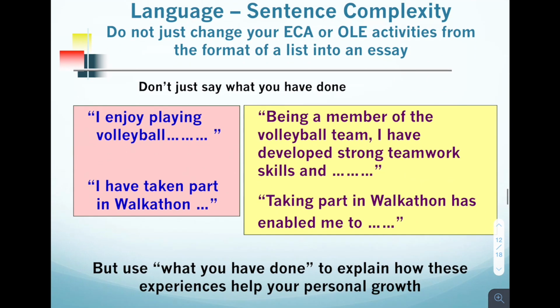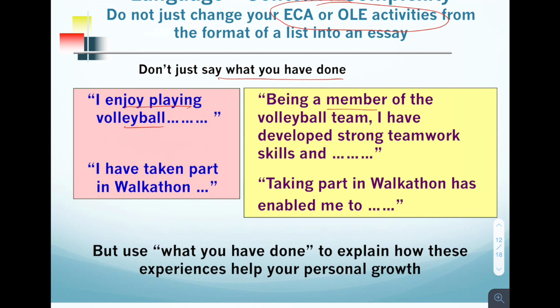Okay, so let's look at some bad examples. So when you mention your ECA or OLE activities, don't just say what you have done. Okay, so don't write something like, oh, I enjoy playing volleyball. Instead, you should write something like this. Being a member of the volleyball team, I have developed strong teamwork skills and so on. Okay, so don't just tell me you enjoy playing volleyball. Tell me what you have developed, or what you have learned from playing volleyball.